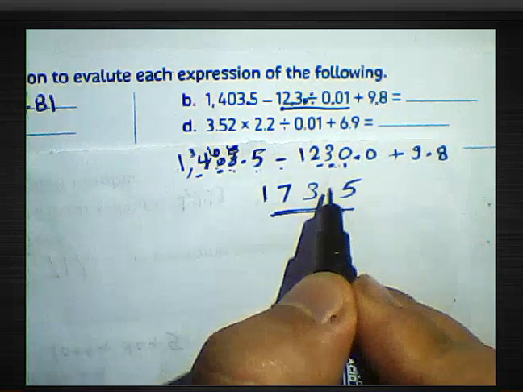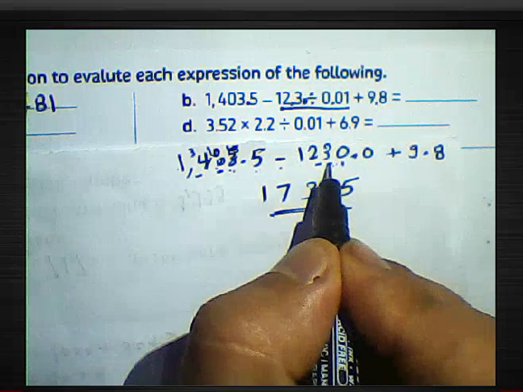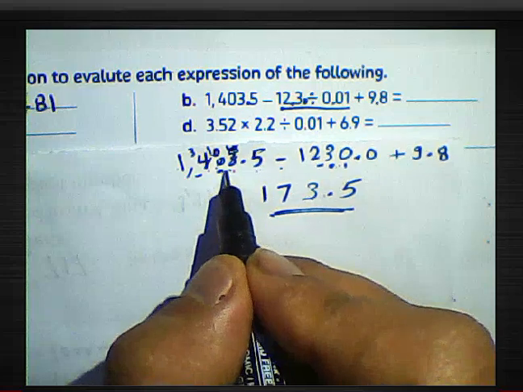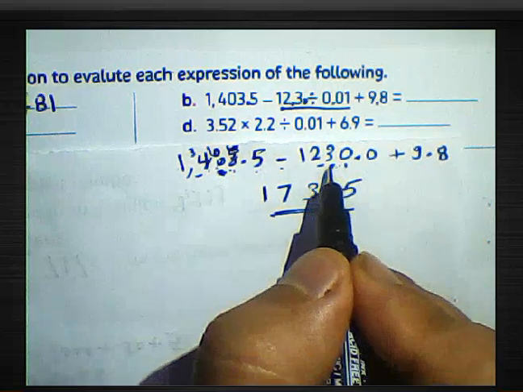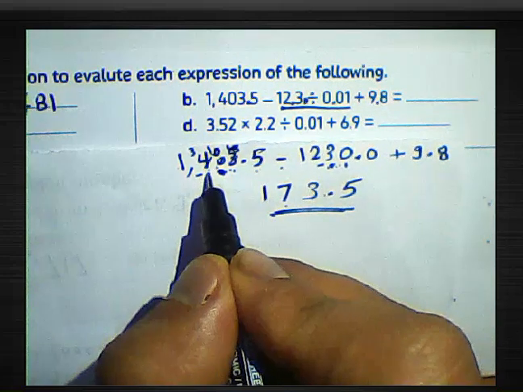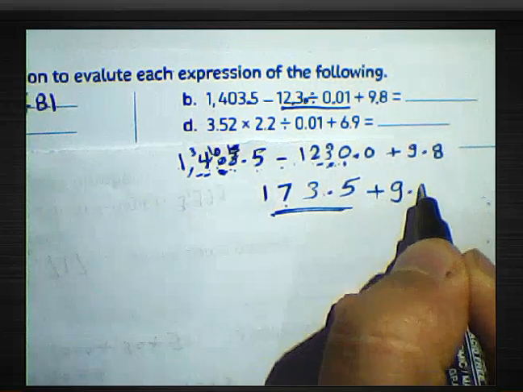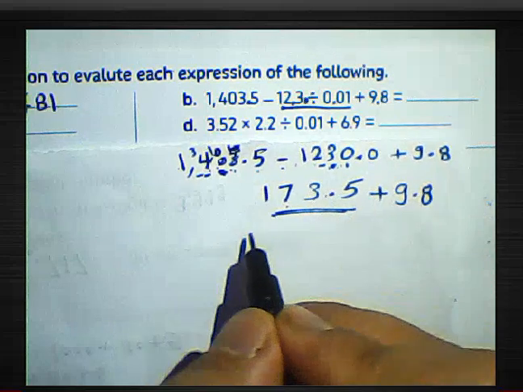Again, 5 minus 0 equals 5, and write point here. 3 minus 0 equals 3. 0 minus 3 we can't do it, so we must borrow 1 from 4. 4 will be 3, and 0 will be 10. 10 minus 3 equals 7. 3 minus 2 equals 1. 1 minus 1 equals 0, and then we can add the result to 9.8.